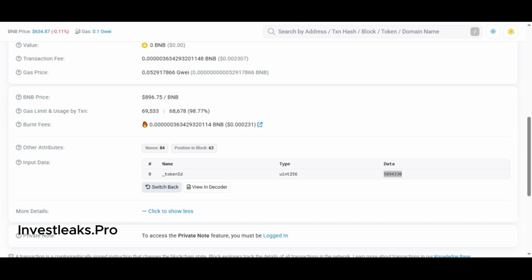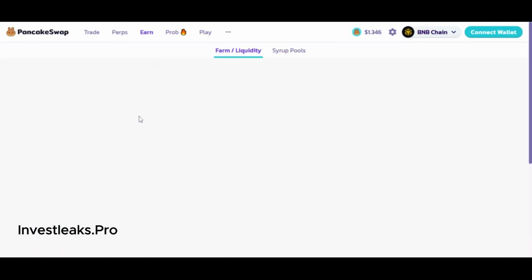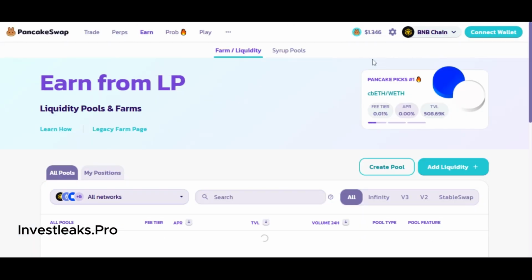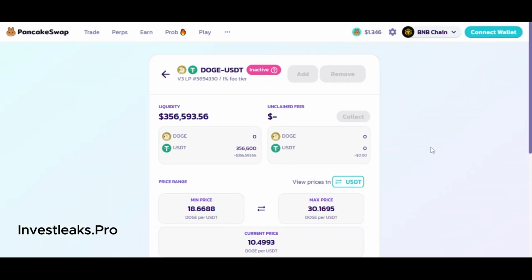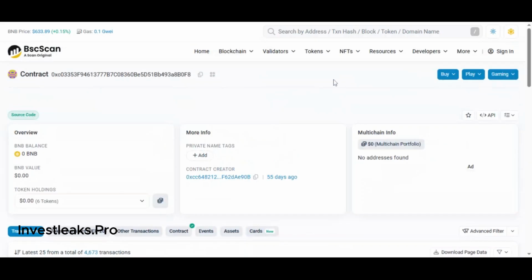The first token ID I found is 5894330. I copy it and open the liquidity position directly on PancakeSwap. This leads to a Doge USD TV3 position with roughly $300,000 in liquidity. This is a real live position, not a claim on a dashboard.